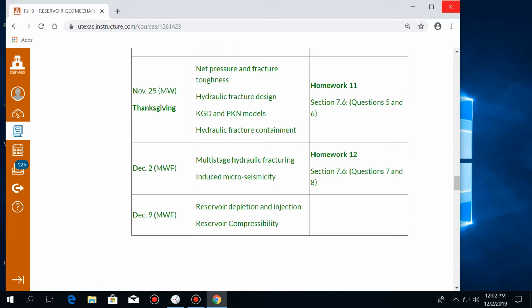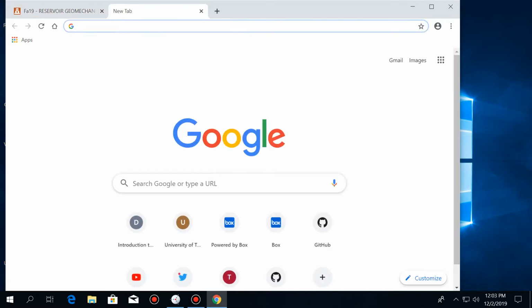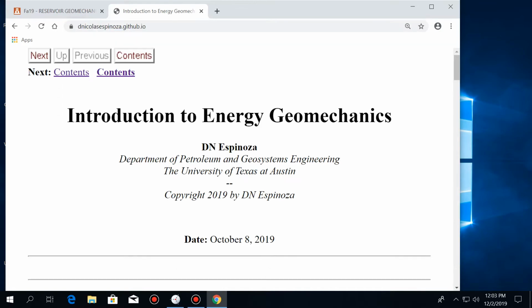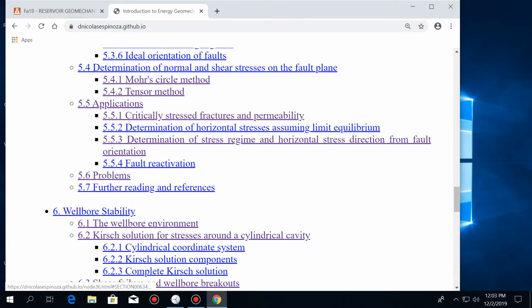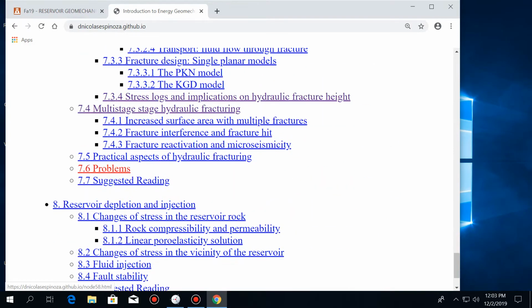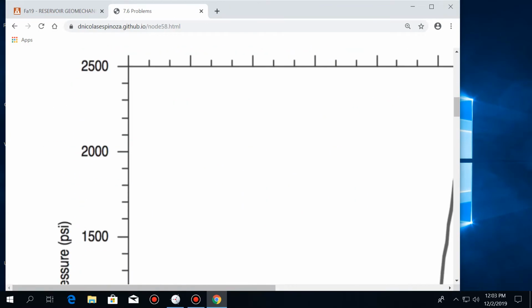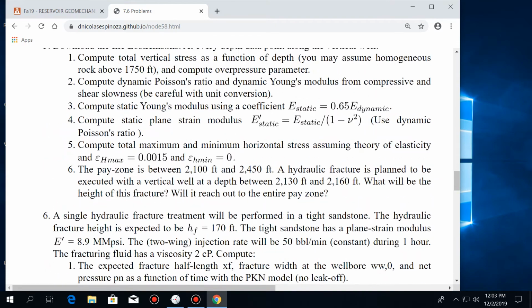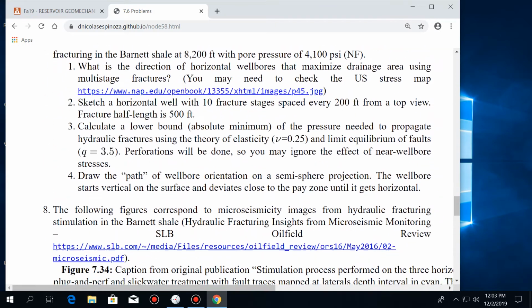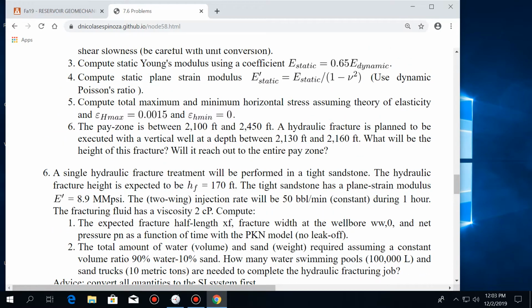Homework. You have a homework now due next Monday, and it's going to cover homework 11 and 12. And these are going to be the questions from 5 to 8 in chapter 7 from here. So let's go over here. You already did 1 to 4, and now you have to do 5 to 8 for next week.